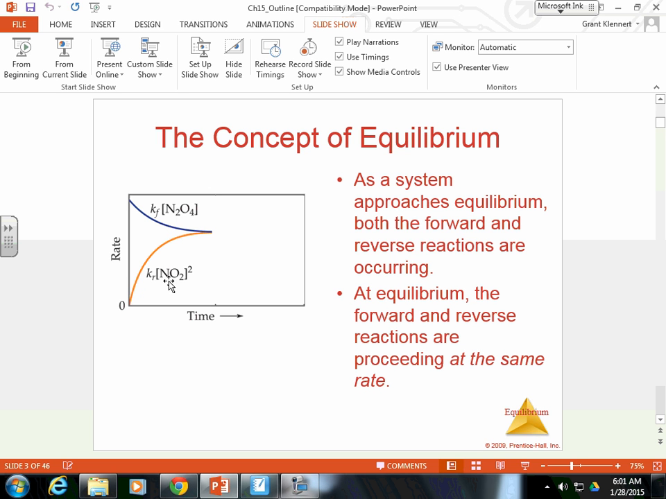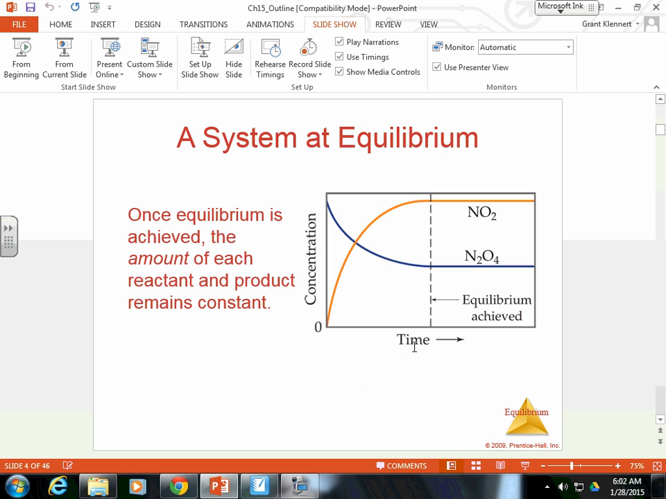We have NO2, we have N2O4. And the reason that NO2 is squared, remember, is that we have 2 moles of NO2. So what's going to happen is this reaction takes place, the concentrations are going to level off. And when the concentrations level off, that means we are at equilibrium. And again, when we're at equilibrium, that means our forward and reverse reactions are occurring at the same rate.